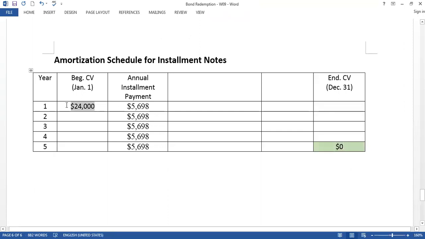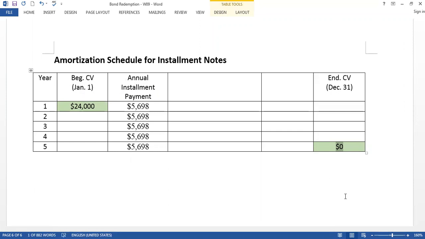So beginning carrying value $24,000 January 1st, and ending carrying value at the end of year 5, it is $0. We cannot change it, right? We cannot change it. Why? Because this is the characteristic of the installment note.